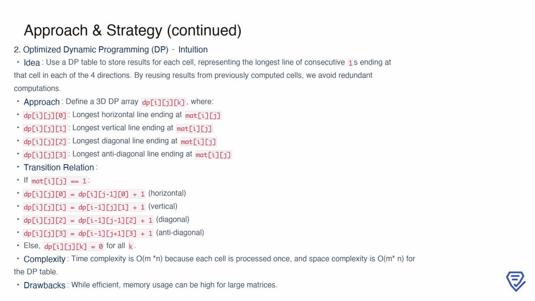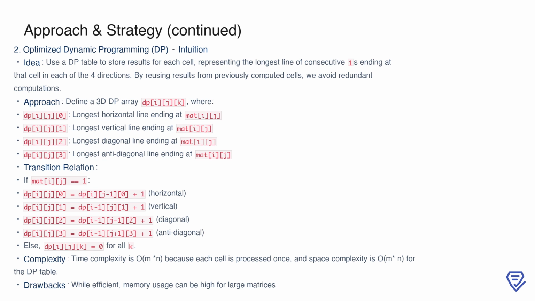Using transition relations, we can update the DP values for a cell based on the values of its neighbors. For instance, if a cell contains a 1, its horizontal DP value depends on the horizontal DP value of the cell to its left, plus 1.